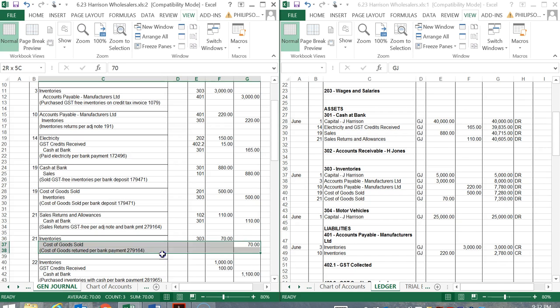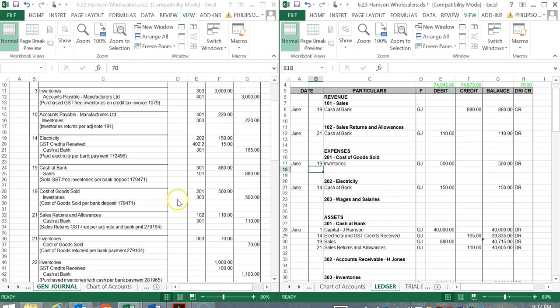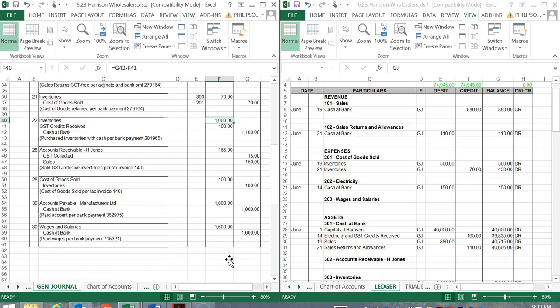303, and we need to reduce our cost of goods sold, so $70 credit to cost of goods sold. 21. $70. So we reduce our existing debit balance, so 500 debit minus the $70 credit. But our balance is still positive, so it's still a debit. Particulars, inventories, and folio. Okay, getting there.